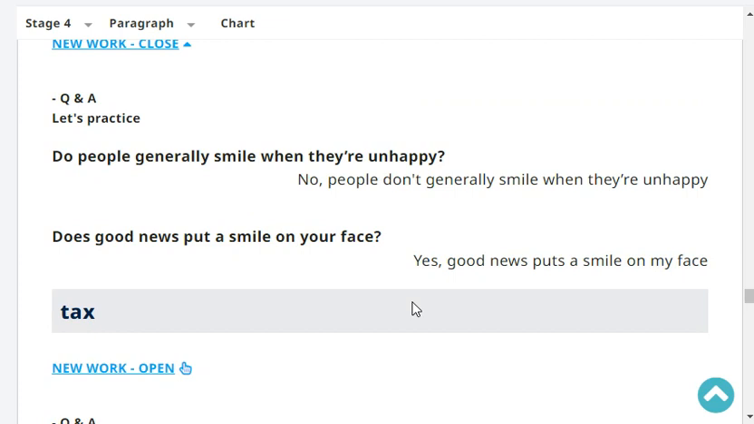Let's practice. Do people generally smile when they're unhappy? No, people generally don't smile when they are unhappy. Very good. Does good news put a smile on your face? Yes, good news puts a smile on my face. Very good.